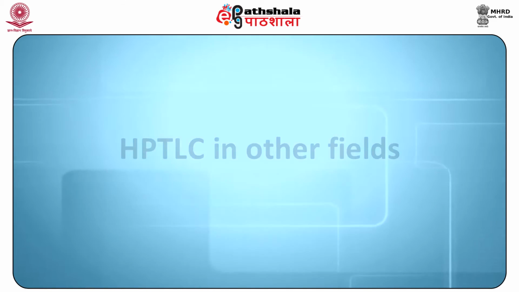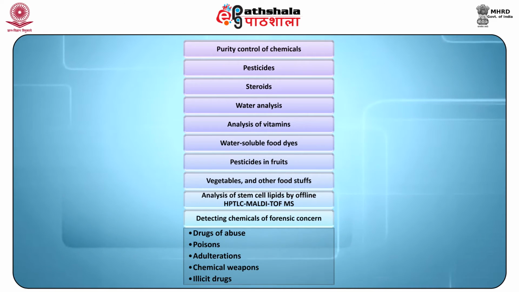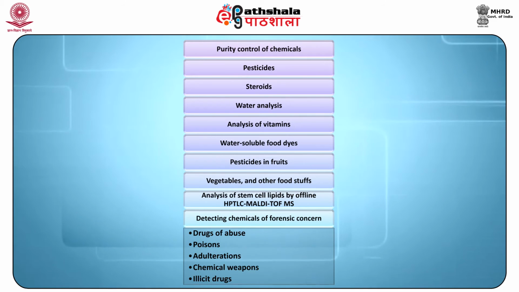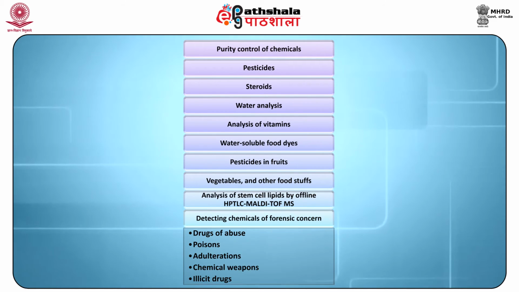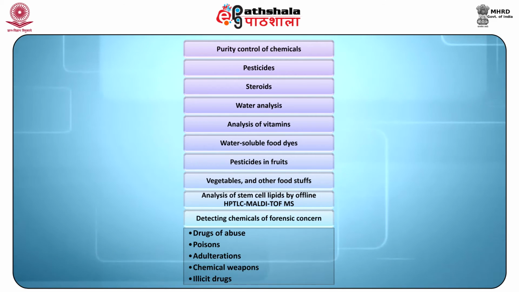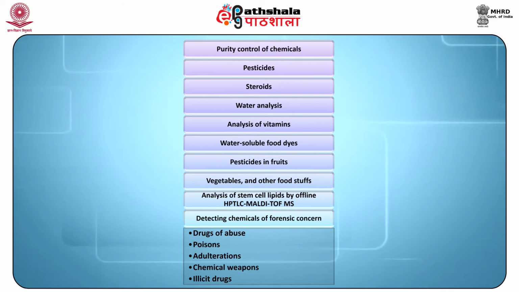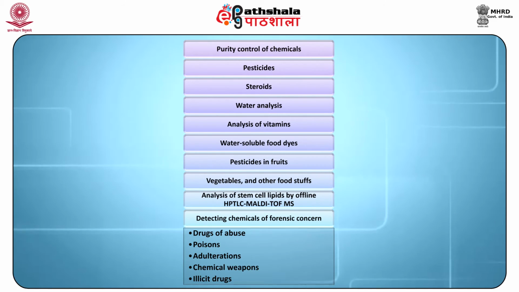HPTLC in other fields. HPTLC is used for the purity control of chemicals, pesticides, steroids and water analysis. HPTLC is also widely used for the analysis of vitamins, water soluble food dyes, and pesticides in fruits, vegetables and other foodstuffs. It is used in the analysis of stem cell lipids by offline HPTLC MALDI-TOF MS. HPTLC is useful in detecting chemicals of forensic concern, including drugs of abuse, poisons, adulterations, chemical weapons and illicit drugs.